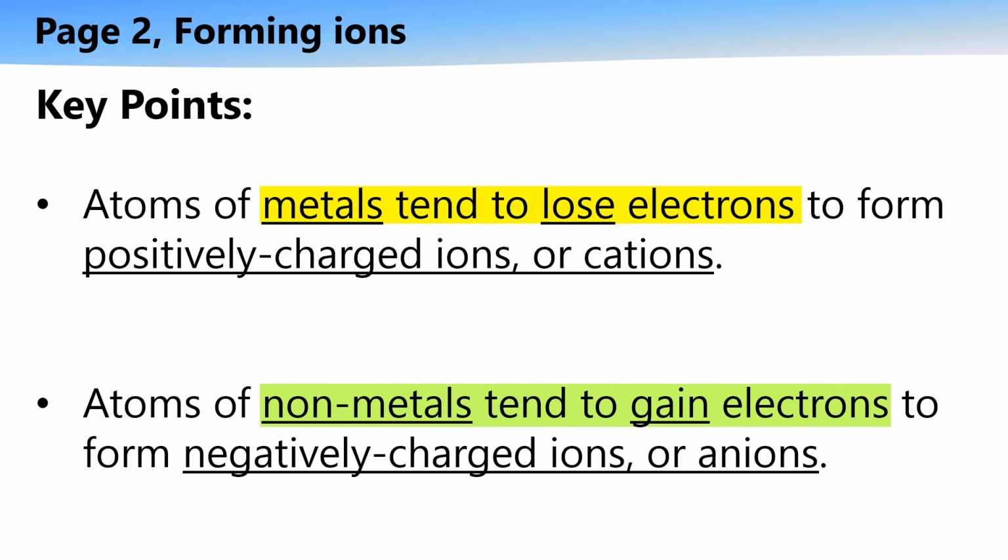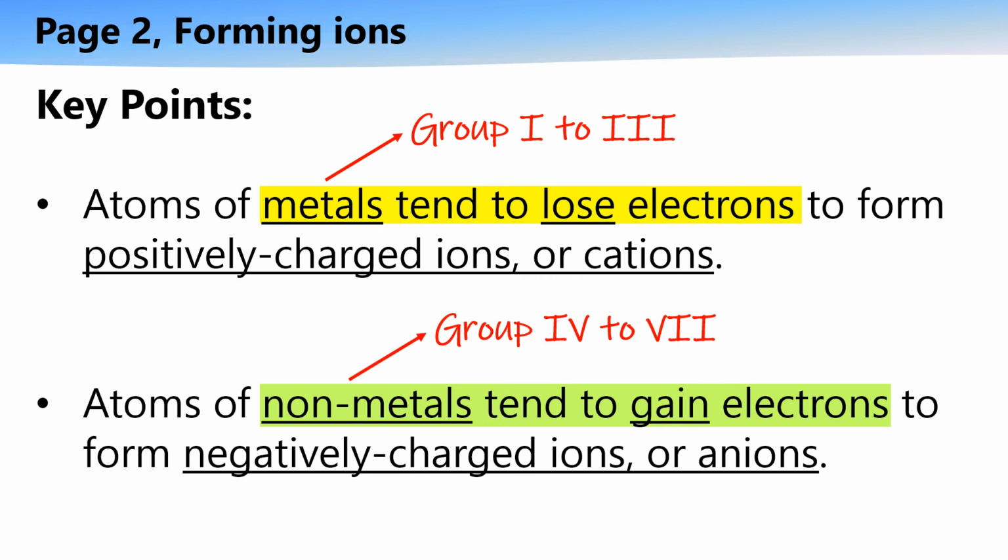So how do I know whether an atom is a metal or a non-metal? You will use the periodic table, and metals tend to be in group 1 to 3, while non-metals tend to be in group 4 to 7. The noble gases are also non-metals, but I did not include them for this case because noble gases will not form ions. They are already stable.